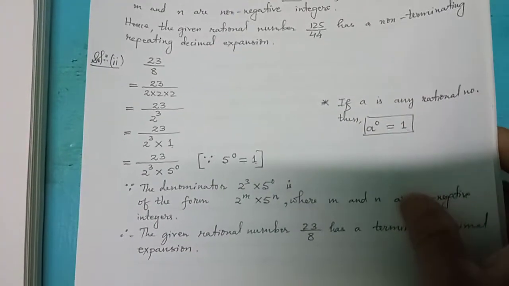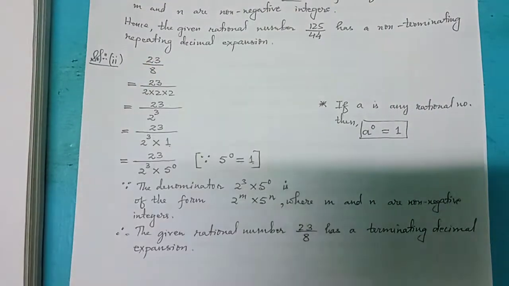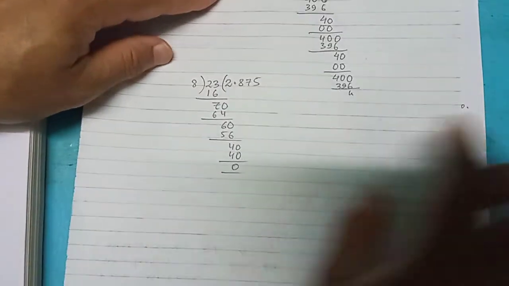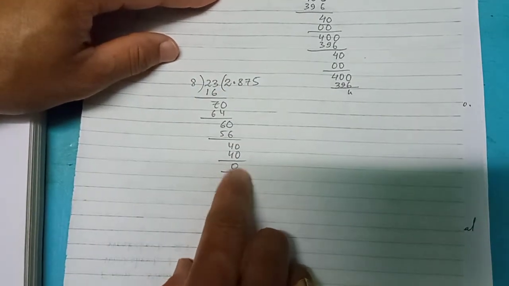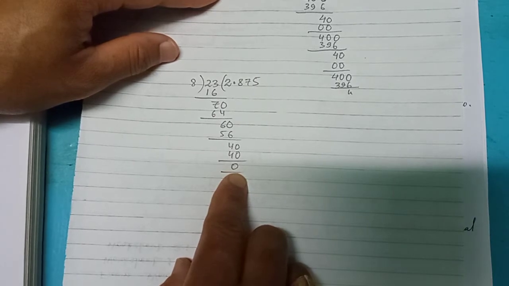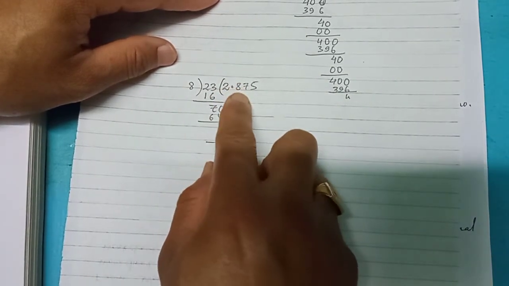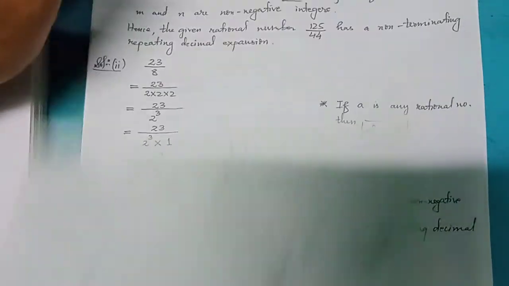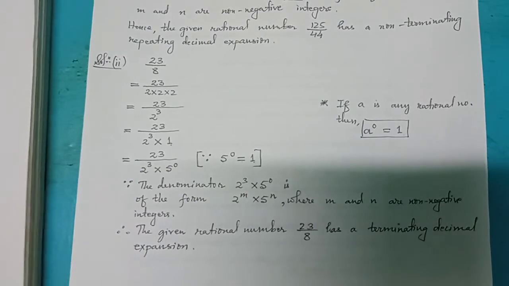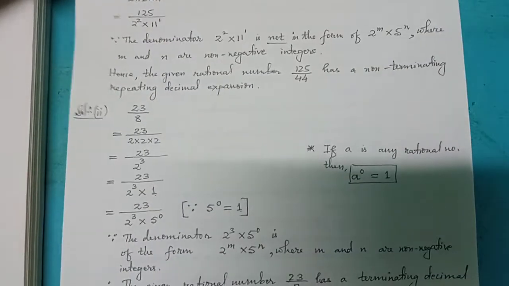Okay, in number 2, that was without dividing. But if I actually divide 23 by 8, you can see I've shown here, the division stops, because the remainder 0 means the division terminates. And see, it is a terminating decimal 2.875. After the decimal point, there are only 3 digits and it stops. So it's a terminating decimal expansion. So our answer matches with the practical result. By dividing also, it matches with the theoretical result we got without dividing. Okay, so I hope you have understood.